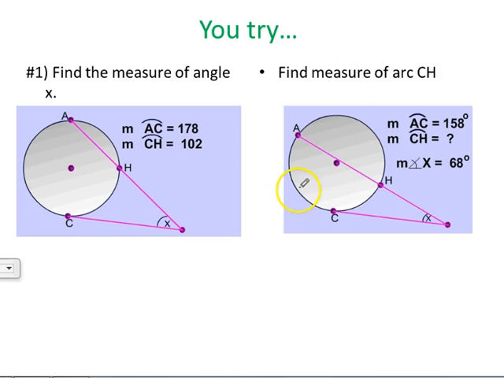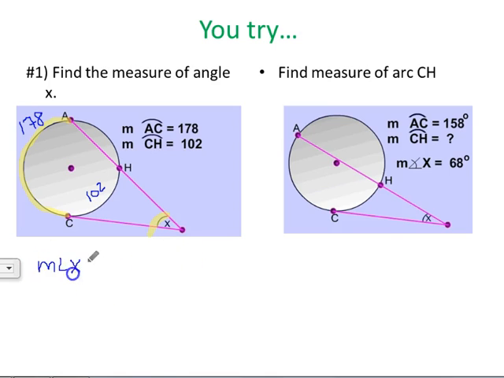All right, so let's see if we can apply what we just learned. We're going to look at number 1, where we want to find the measurement of angle x. So we want to find this angle measurement. We're told that AC, from A to C, is 179.78, and the measurement from C to H is 102. So how can we use that given information to find the measurement of angle x?